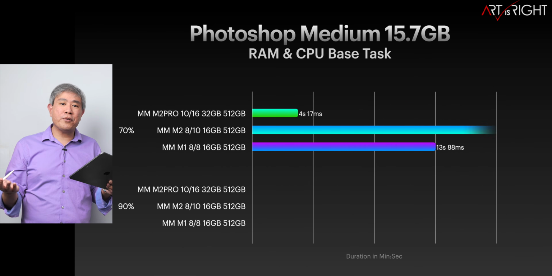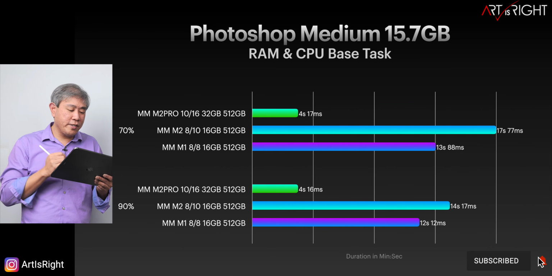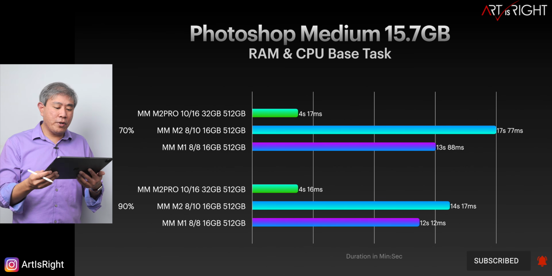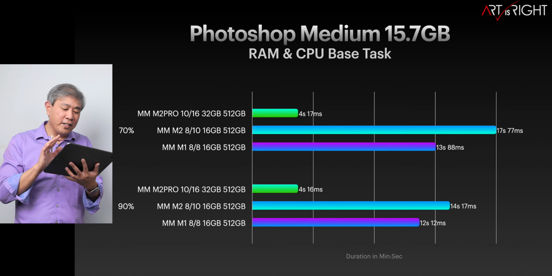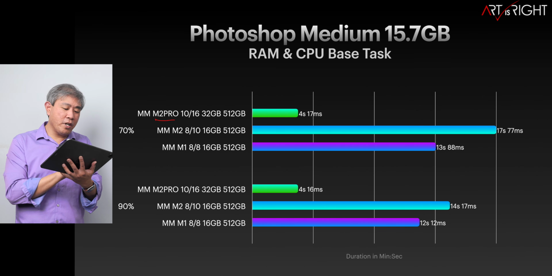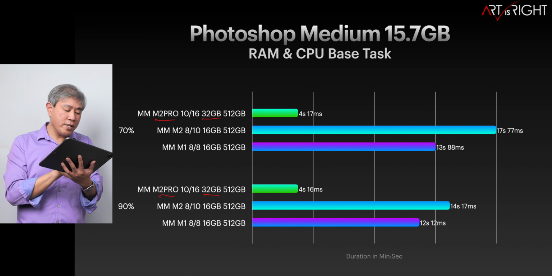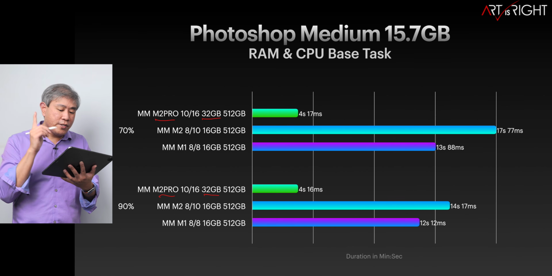And I'm using the computer to pretty much record the time that it's actually doing all these computations. Now, when it comes to Photoshop Medium, the 15.7 gigabyte, we're seeing a couple of things being shown that are a little bit different. Interestingly enough, the M2 Pro is coming out ahead and is performing fairly well, but that's because of a few things. Number one, it has 32 gigabytes memory on the system, double what all the other two systems have. So that's the first thing.